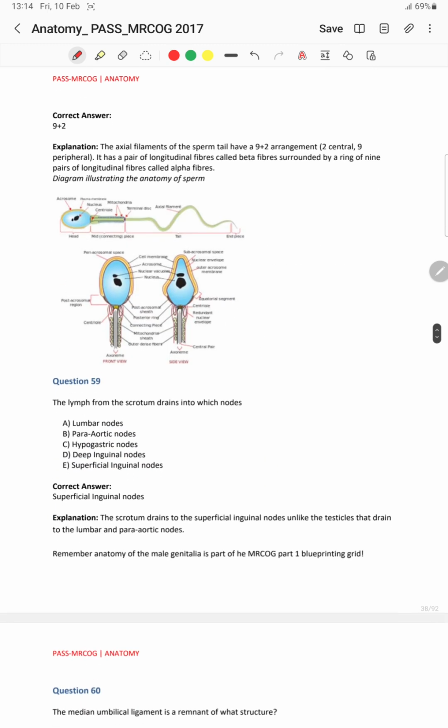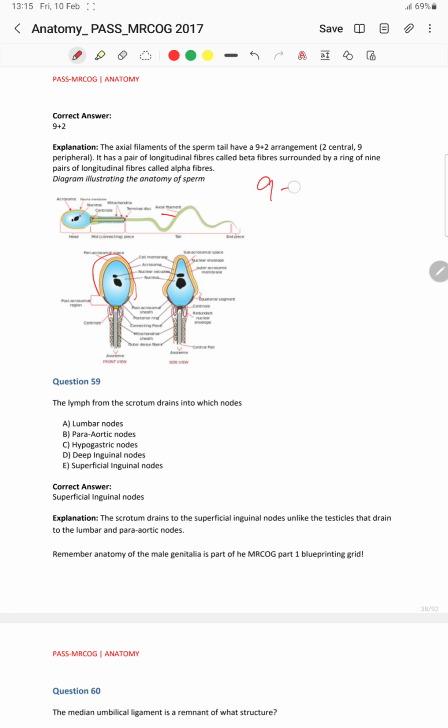And here we are going to see this diagram. This whole thing is the sperm tail, and this portion is the axial filament. This is the head of the sperm, and this is the mid or the connecting piece of the sperm, and this is the tail of the sperm. Here they have asked what is the arrangement of the axial filament of the tail, and that is the 9 plus 2 arrangement.